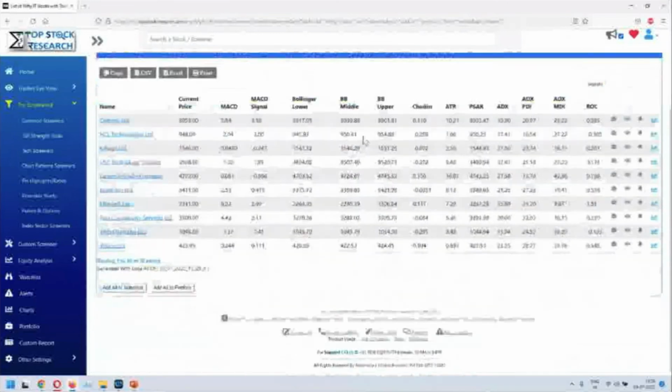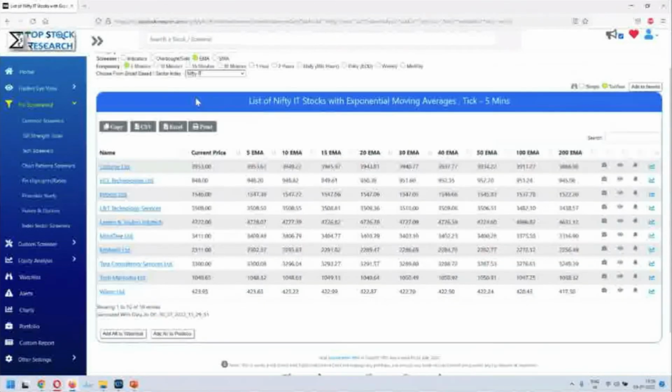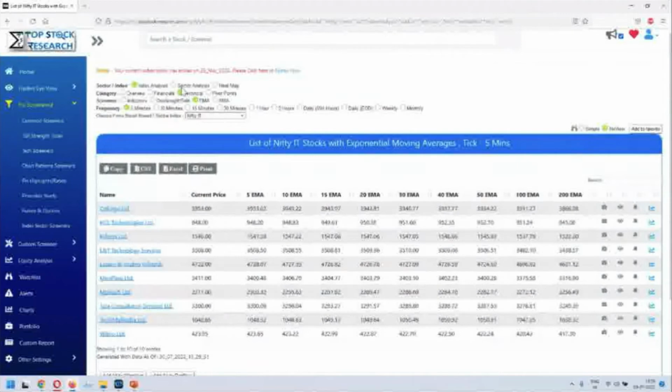Technicals. You can look at Nifty IT on 5 minutes or any of the ticks that you are interested in. You can look at the EMAs. What are the EMA levels on any of the ticks? So that's how you typically do.